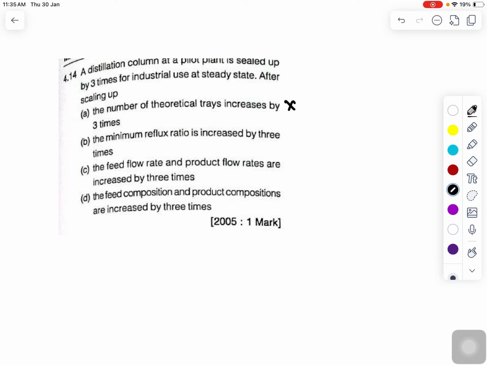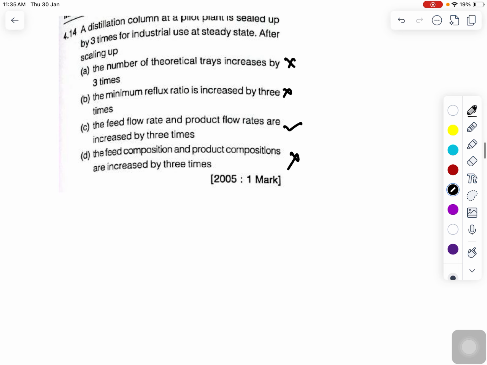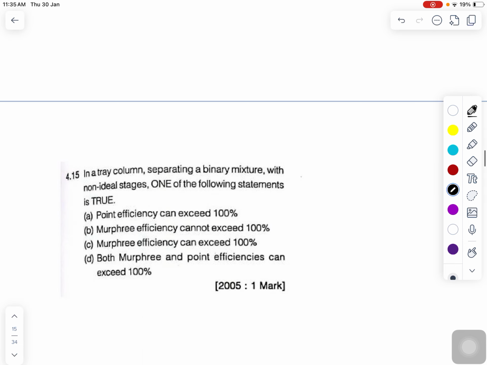The minimum reflux ratio is increased by 3 times. That is also wrong. The feed flow rate and product flow rate are increased by 3 times, right? So I think this is the correct option, because you have to increase the feed flow rate and product flow rate till 3 times, because when you are scaling up, you are increasing the diameter of the column, right? So it will give you the flexibility to increase the feed flow rate and product flow rate also. This is being done to increase the production rate of the product.